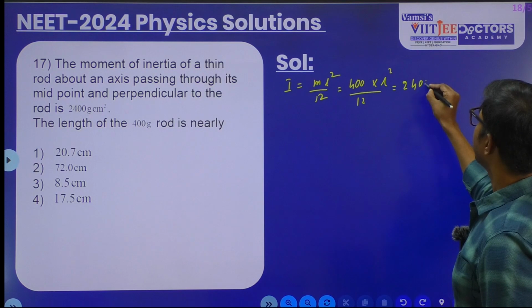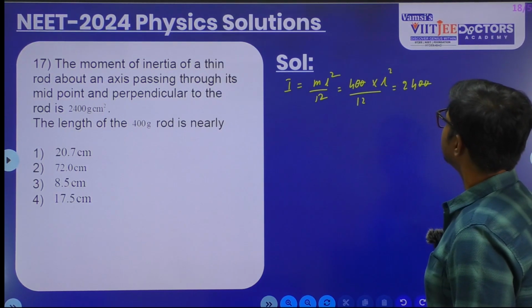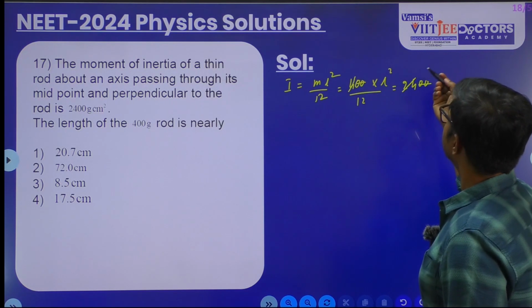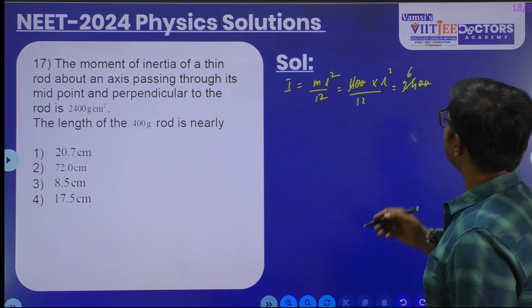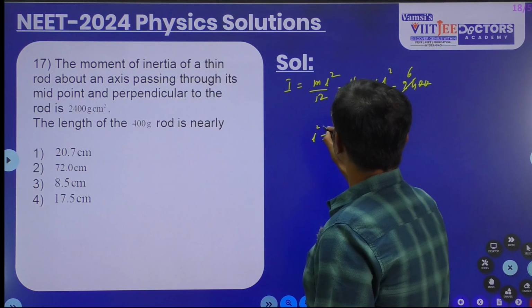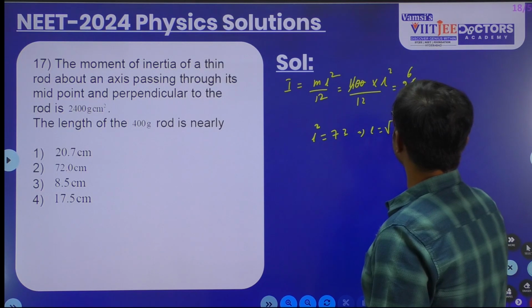2400 gram centimeter square. So zeros will cancel out. 4 8s, 4 6s are 24. 6 into 12 is 72. So L squared equal to 72. All right, that means L equal to square root of 72.